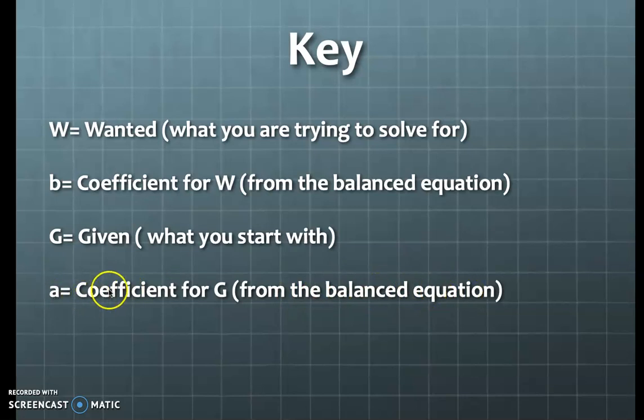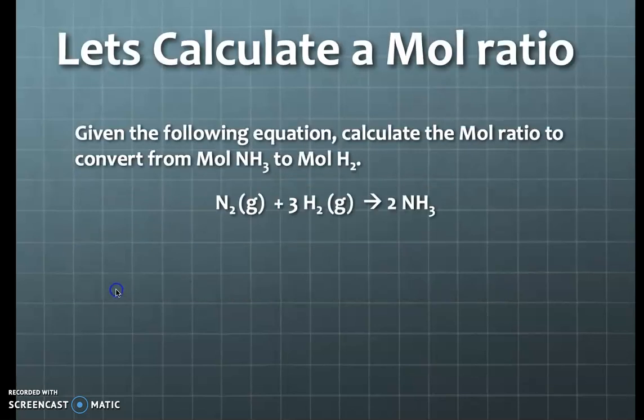So it's the number that's right before the formula for the given in the balanced equation. So make sure your equation's balanced before you even go through it. Have to be accurate. Okay, let's calculate a mole ratio.